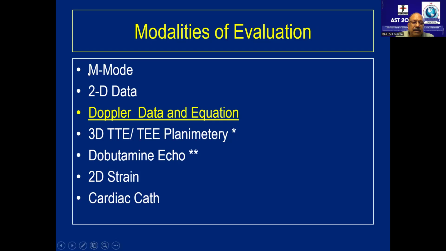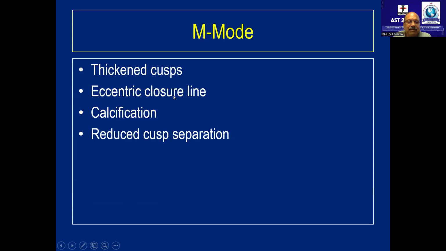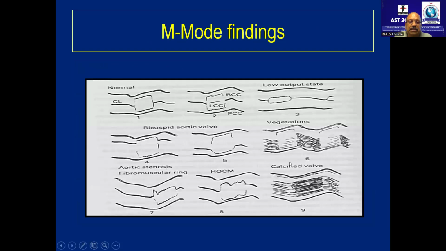How do we look at M mode, 2D, Doppler data and equations? I'm not concerned about all these at your level 1. Even if you do these 3 important things together, believe my words, you have won the fort as an initial level 1 level. M mode: thickened cusp, eccentric closure line, calcification and reduced cusp separation.